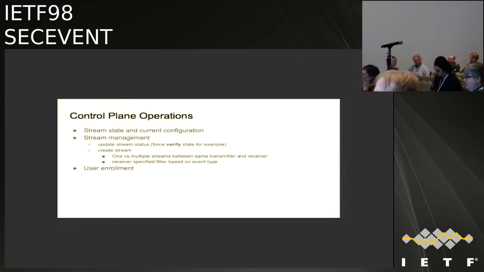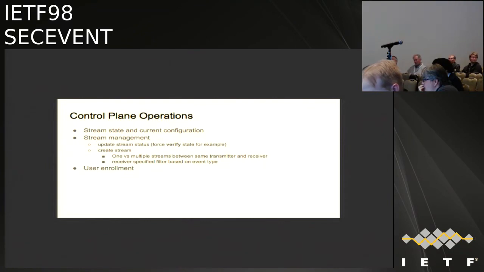When we talk about stream creation, we have run into issues with one or multiple streams between the same transmitter and receiver. Maybe some of the parameters that the receiver can specify as filters and such. And another control plane operation that keeps coming up is user enrollment. I think Mike brought up the issue of whether dealing with user-level issues is the right level here, or whether it should move to one of the profiles.